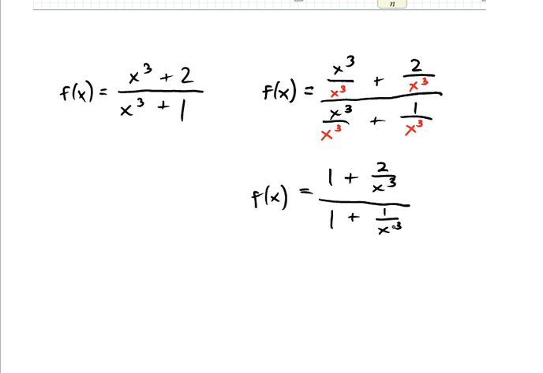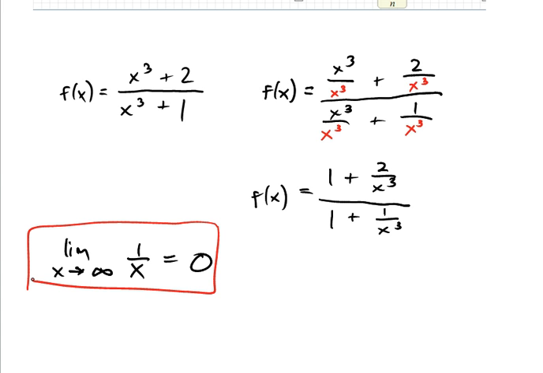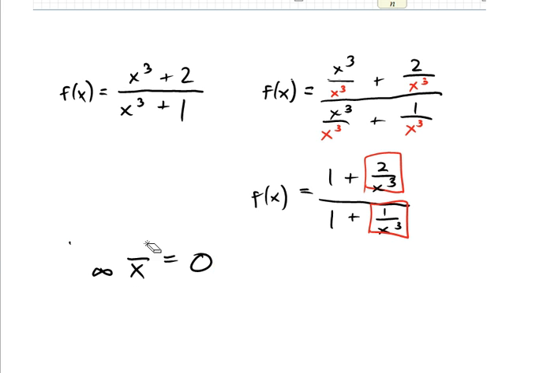The reason I do this is because I'm taking advantage of the fact that I know this limit. I know that as x approaches infinity, 1 over x becomes 0. I know this, and so I'm doing this little trick by dividing everything by x to the third to take advantage of this. If this is true, that means this and this are both going to go to 0 if I take a look at this limit.